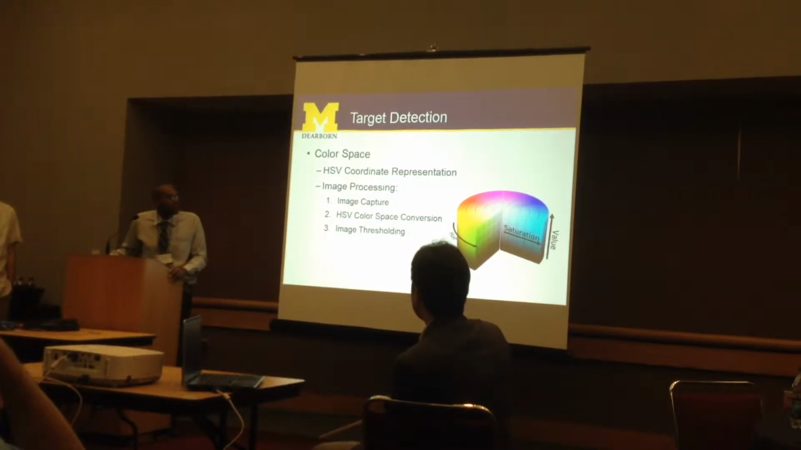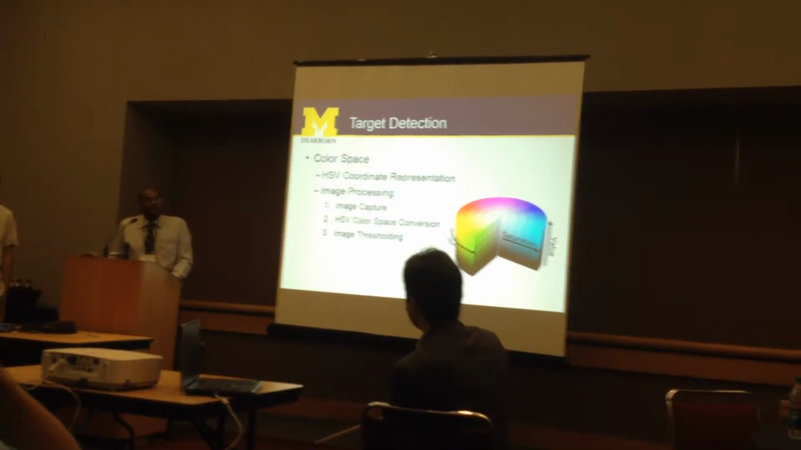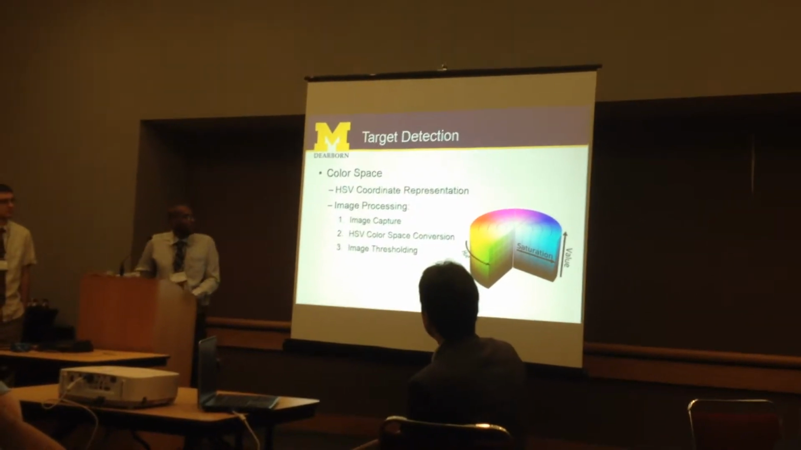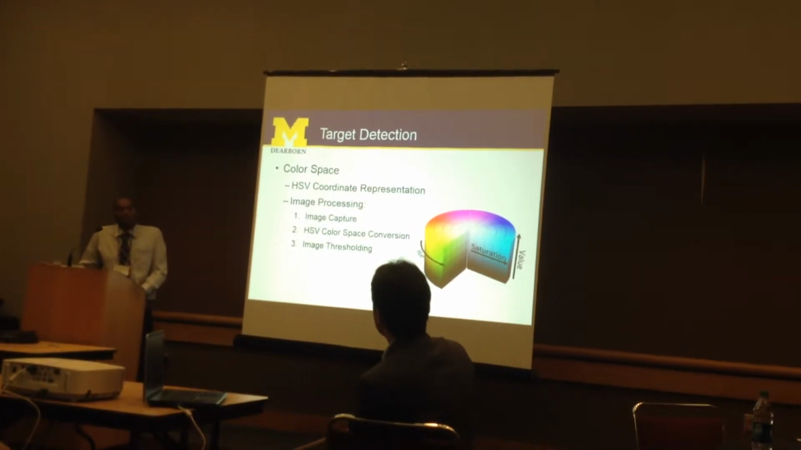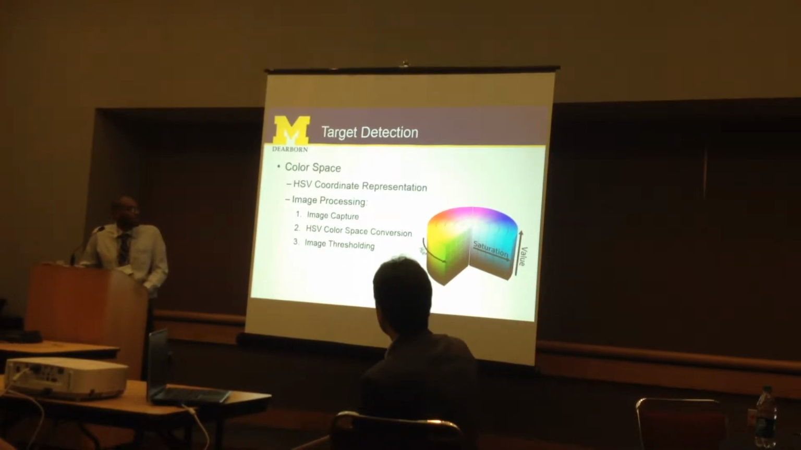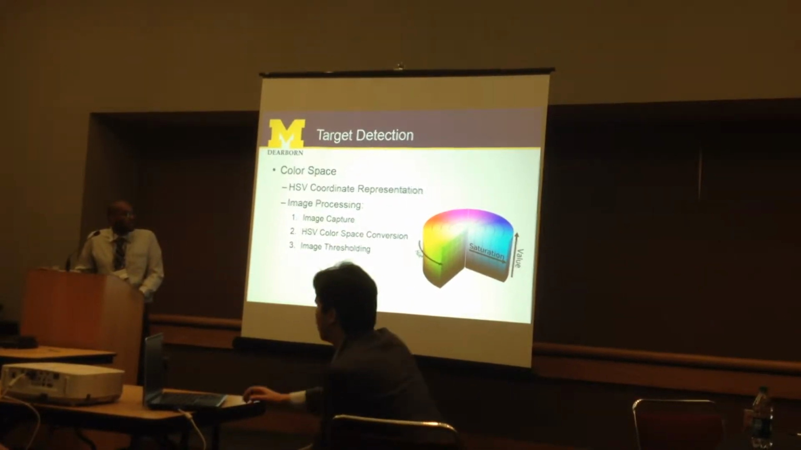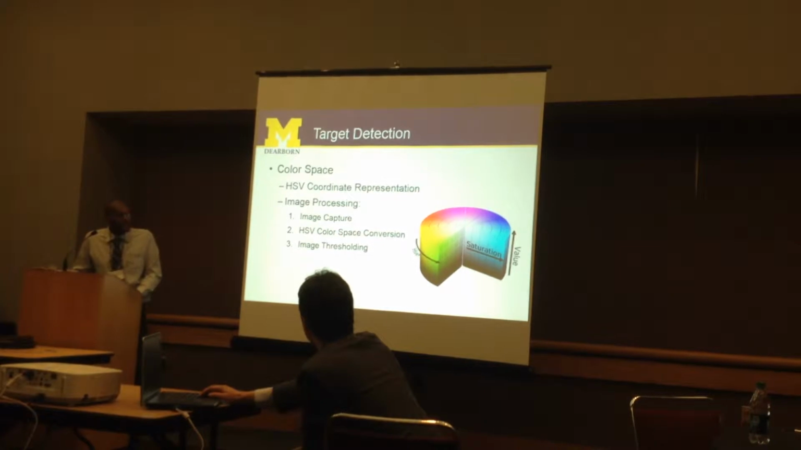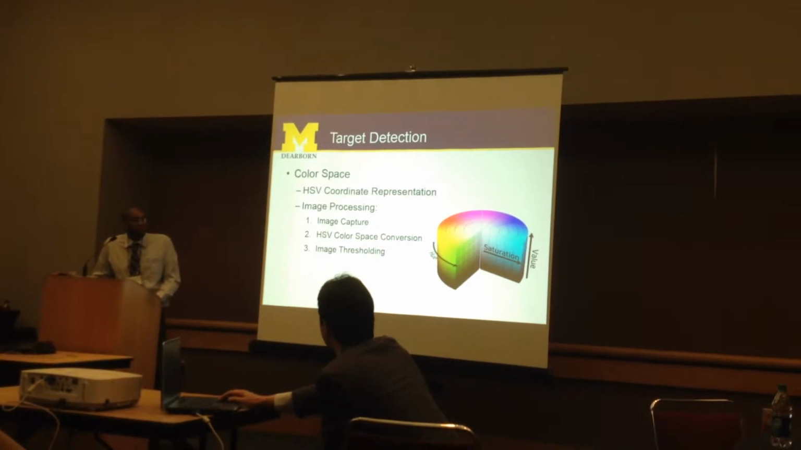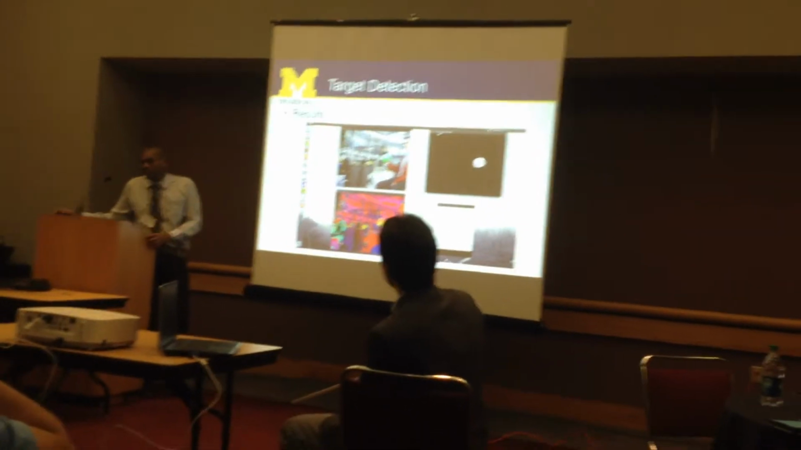That figure shows how the color space can be represented in the HSV representation. Our target detection algorithm is divided into 3 parts. The first is capturing the image, for which we are using a Wi-Fi camera. The second step is the HSV space conversion, and the last one is the HSV filtering. Since the target has a distinctive color, it can be easily detected. And these are the results that we got.